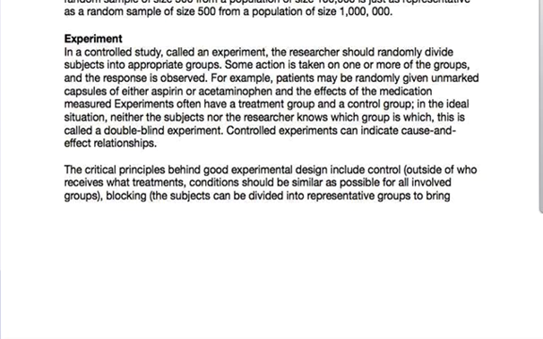An experiment is a controlled study, and so in an experiment, the researcher, whoever is performing the experiment, should randomly divide subjects into appropriate groups, and some action is taken on one or more groups. So the purpose of an experiment is that you are looking to see some sort of cause and effect relationship. So there should be some sort of action that is being taken on at least one of the groups in order for it to be considered an experiment.